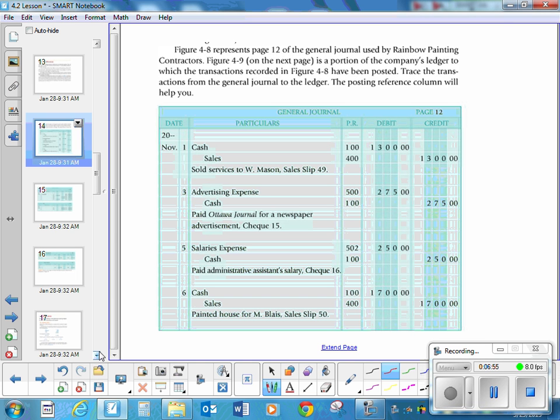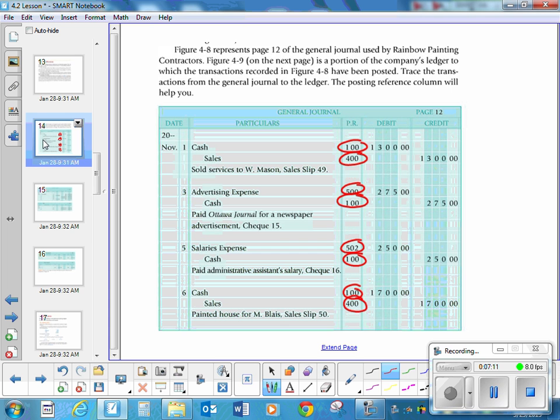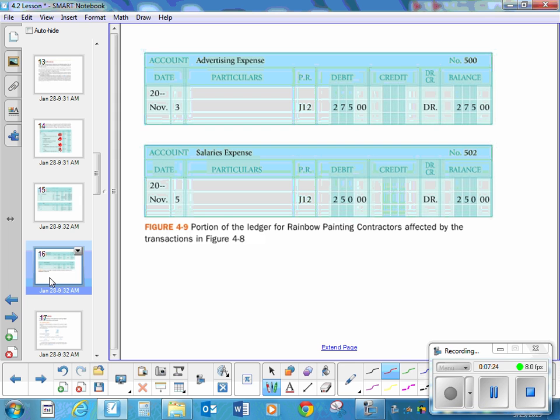Okay, so this is an example of your general journal. Has them all listed, and you can see that the post references have all been filled in. So that means that you've done your work for that time, and you can keep on rolling. Okay, now if we were to flip back, our accounts from our general journal would look like this with our ledgers. Okay, we would have all the cash done, we would have all of our sales put in, all of our advertising expense, and our salary expense. So it's kind of spread out.